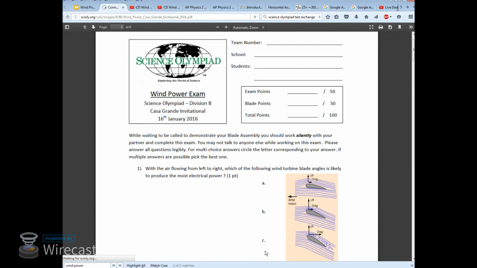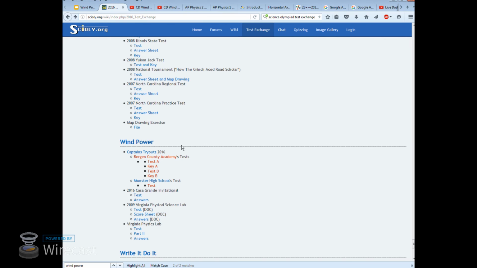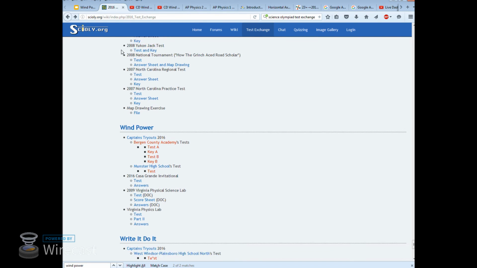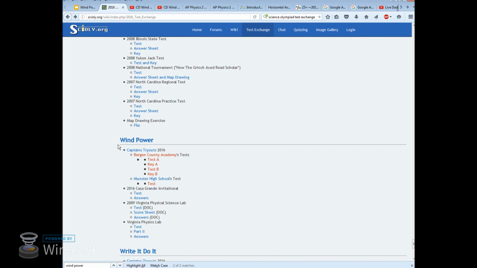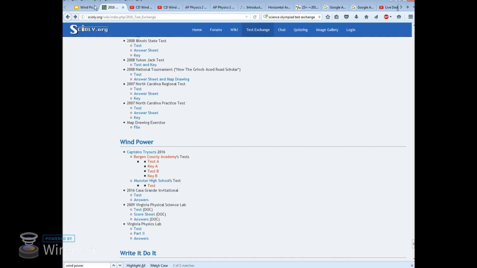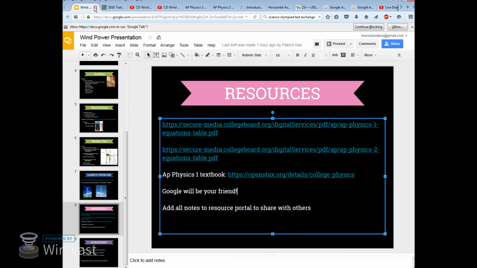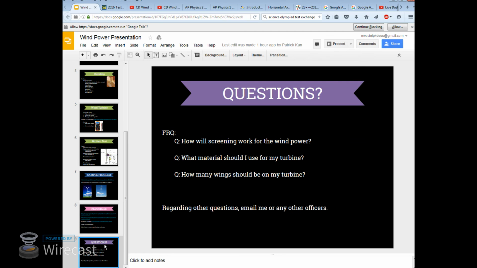And then after thorough preparation, you could take another practice test and just track your progress through that. So the Scioly.org archives will be your friend for all practice test related things if you want to look for them. Also, I think we have some practice tests in our resource portal. I'm not sure if they're there yet, but they should be there.